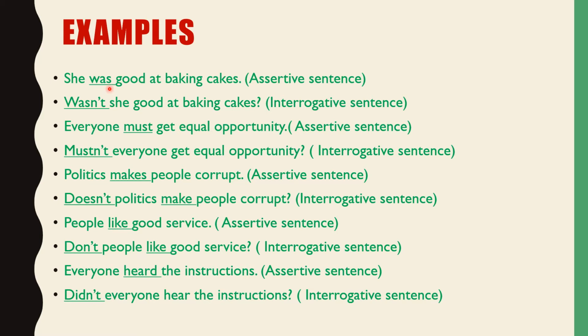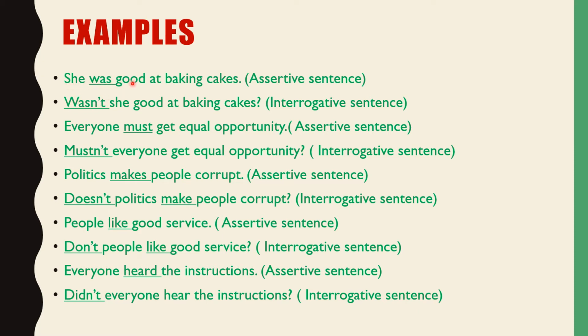The previous slide will tell you that to change an assertive sentence into a yes/no interrogative sentence, use the auxiliary that is there in the assertive sentence itself. So use the auxiliary before the subject. So she is the subject. So you use the auxiliary before the subject. Now, why have we started with wasn't?